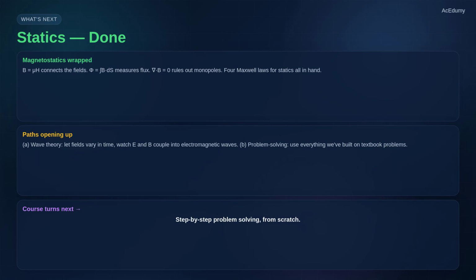From here, two paths open up. Wave theory, where time-varying fields couple E and B together, and applied problem solving, where we use everything we've built to crack textbook problems step by step. That is where the course turns next.